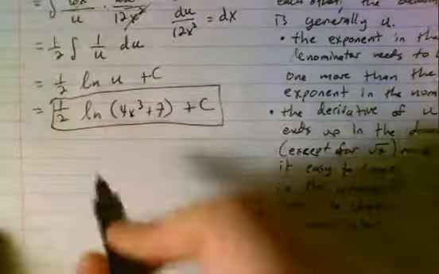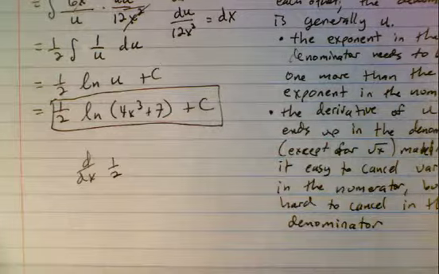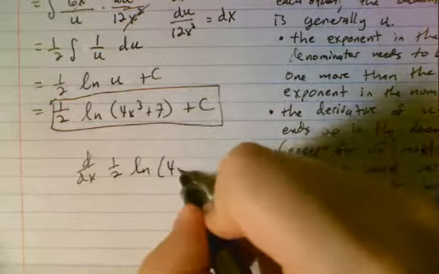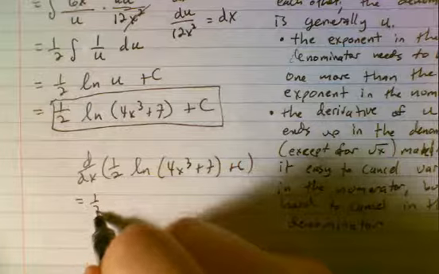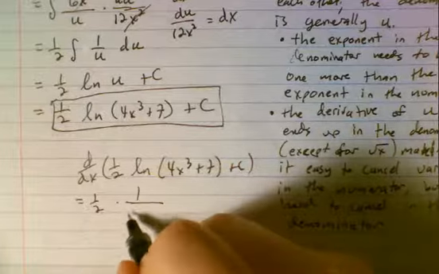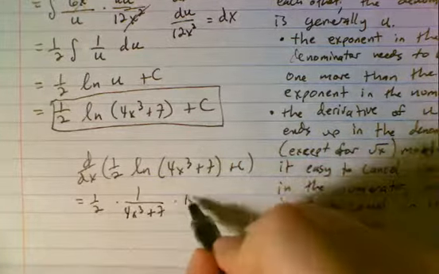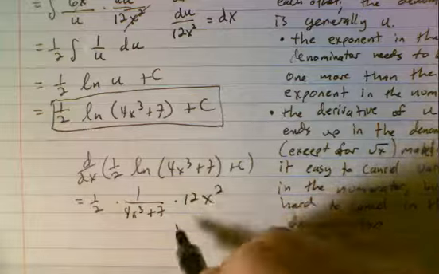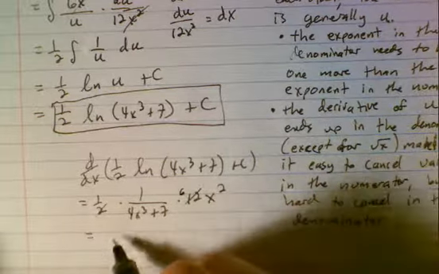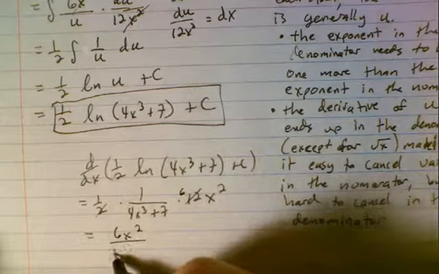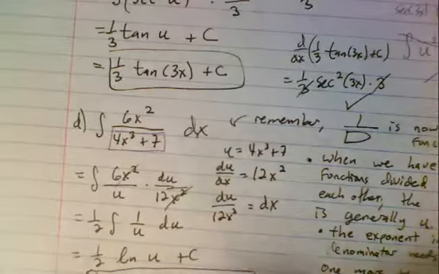Let's make sure to do our check steps. So the derivative of 1/2 natural log of 4x cubed plus 7 plus c. The 1/2 is along for the ride. This derivative is 1 over whatever's in the box times the derivative of what's up here. This and this are going to give me 6. So I've got 6x squared over 4x cubed plus 7, which is what we started off with.